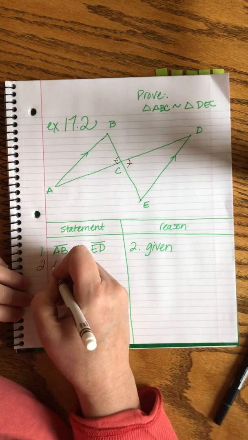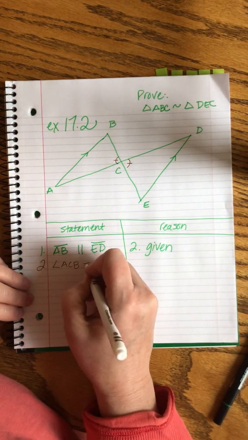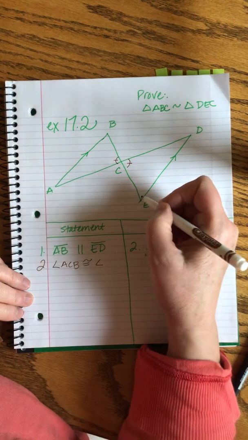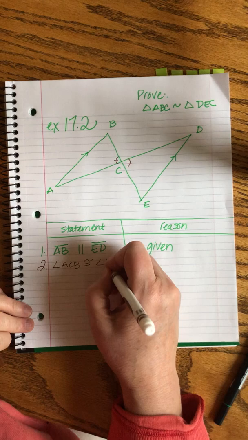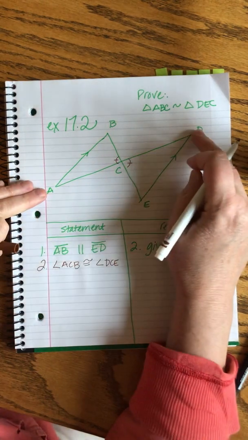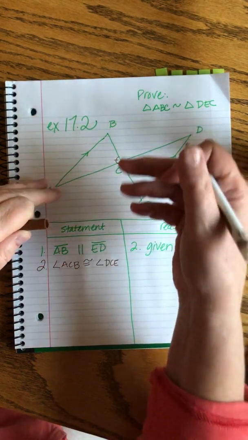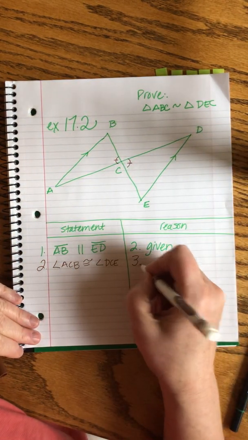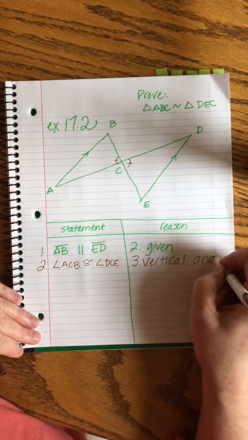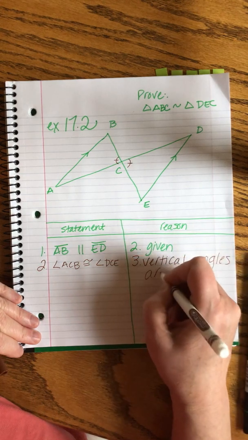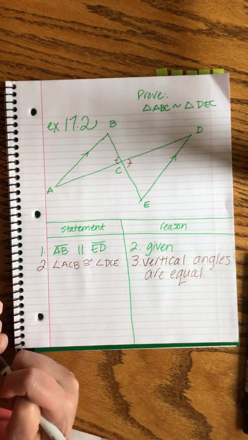Our second one is that angle ACB is congruent to angle DCE, right? Because these are the angles that match and these are the angles that match. So this is like a twisted triangle. And the reason for that is vertical angles are equal. You could say congruent, but I'm saying equal because it goes into your brain better. Okay.